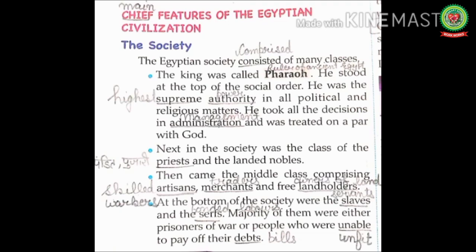At the bottom of the society were the slaves and the serfs. Here slaves means servants and serfs means bonded laborers. The majority of them were either prisoners of war or people who were unable to pay off their debts. Here unable means unfit and debts means bills. I hope it is clear to you all.